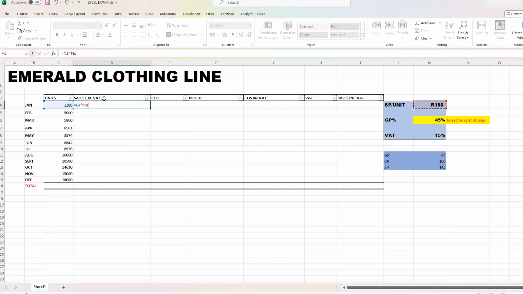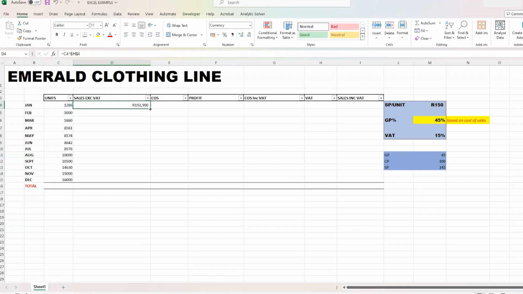So I go to it, right? It's there, it's M4. I'm going to apply, but I put a dollar sign in front of the letter and in front of the number. I'm applying a dollar sign. The 150 must not change when I copy. So this is absolute reference. Right, so I'm done. I put enter and you can see it gives me the total, right?